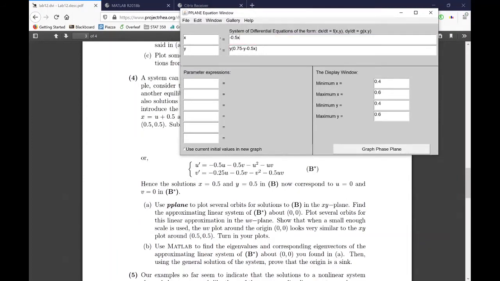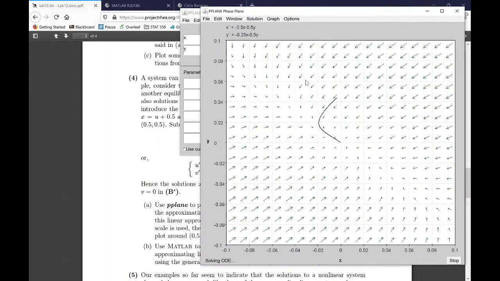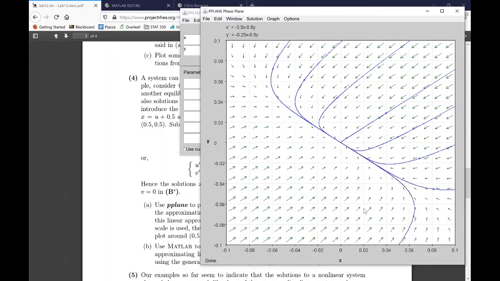Minus 0.5x minus 0.5y, minus 0.25x minus 0.5y. And going with our small bounds again, negative 0.1 to 0.1. We should see that this linear approximation does indeed look very similar to our plot earlier on, when we zoomed in around 0.5, 0.5.